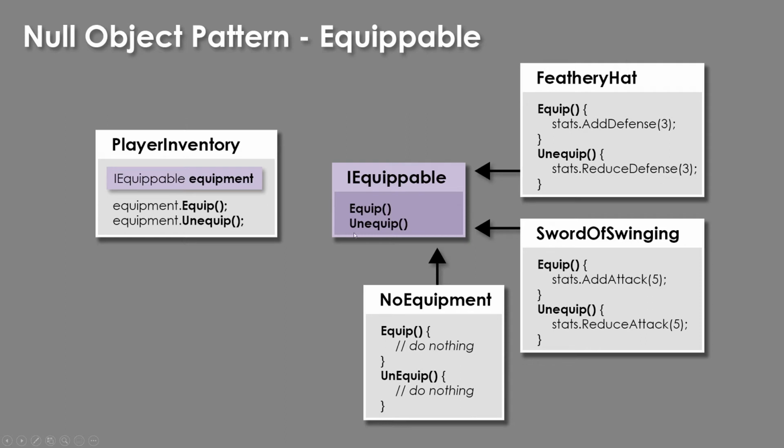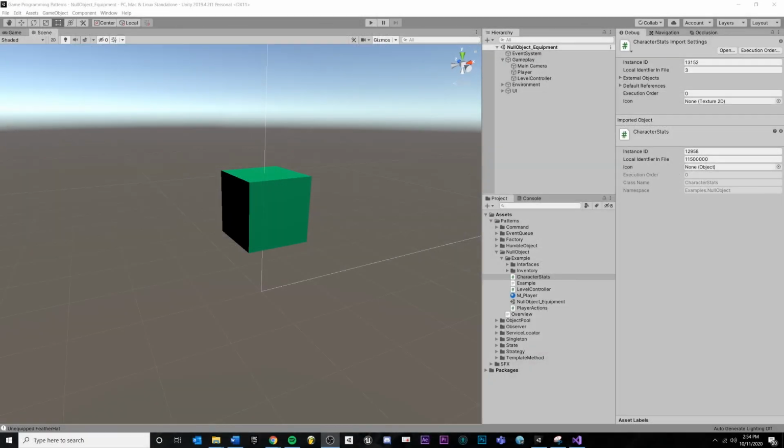So just a super, super handy pattern. One of my favorites, very simple and very effective, and really fun to use, I think. Now let's look at an example of our null object pattern being used inside of a scene.